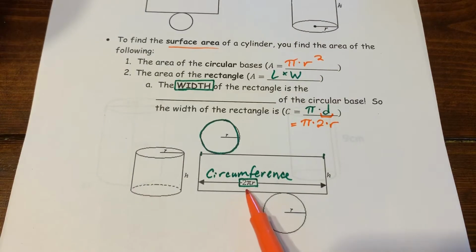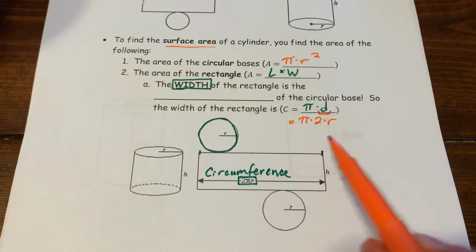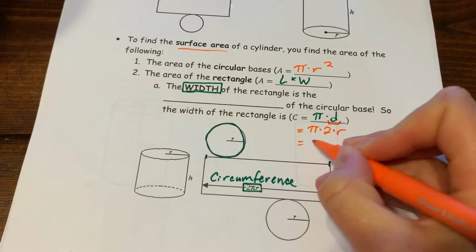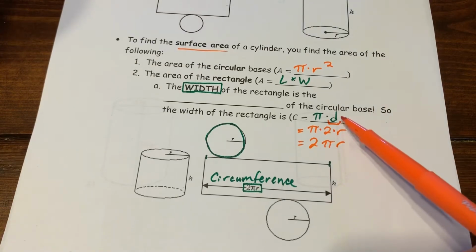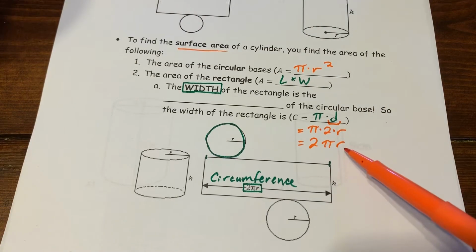And what they did was they used the commutative property, and they just rearranged it, and they said, okay, well, let's just flip-flop the 2 and the pi. Oh, that's the same thing as 2 pi r. So you might see that formula as well. I have always liked pi d better, but please know this is an equivalent form of it.